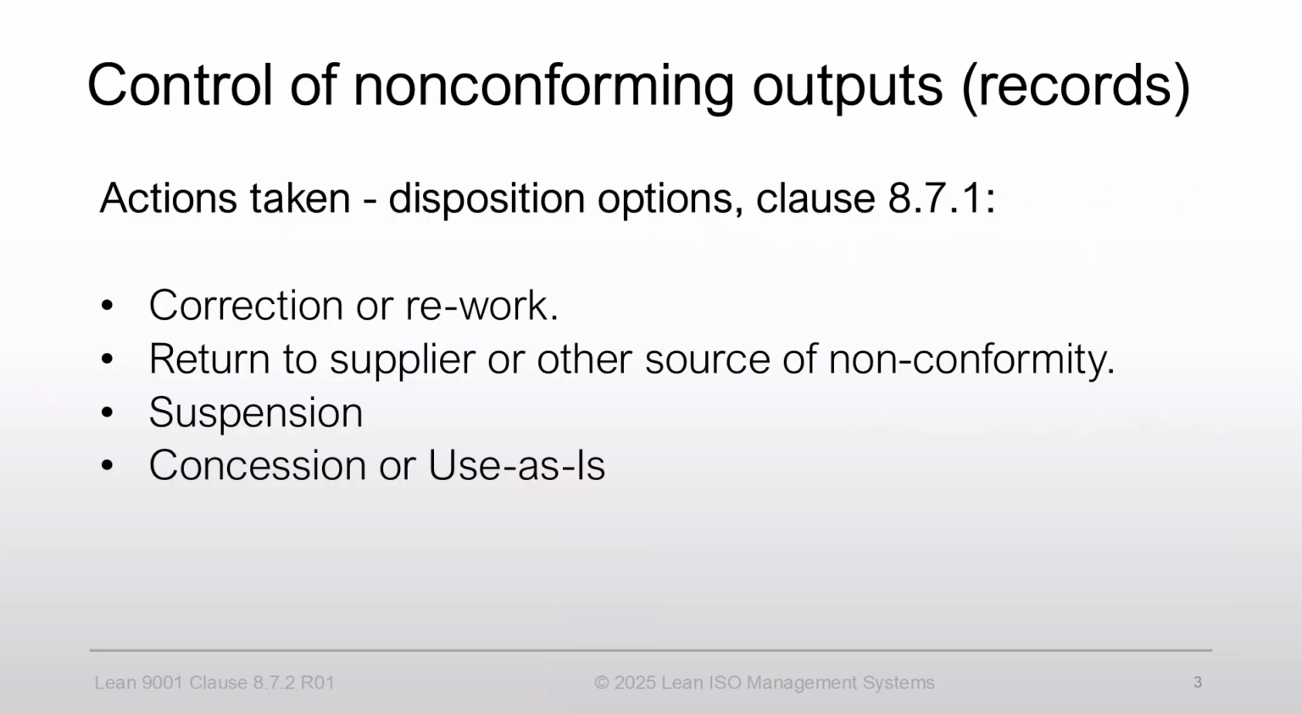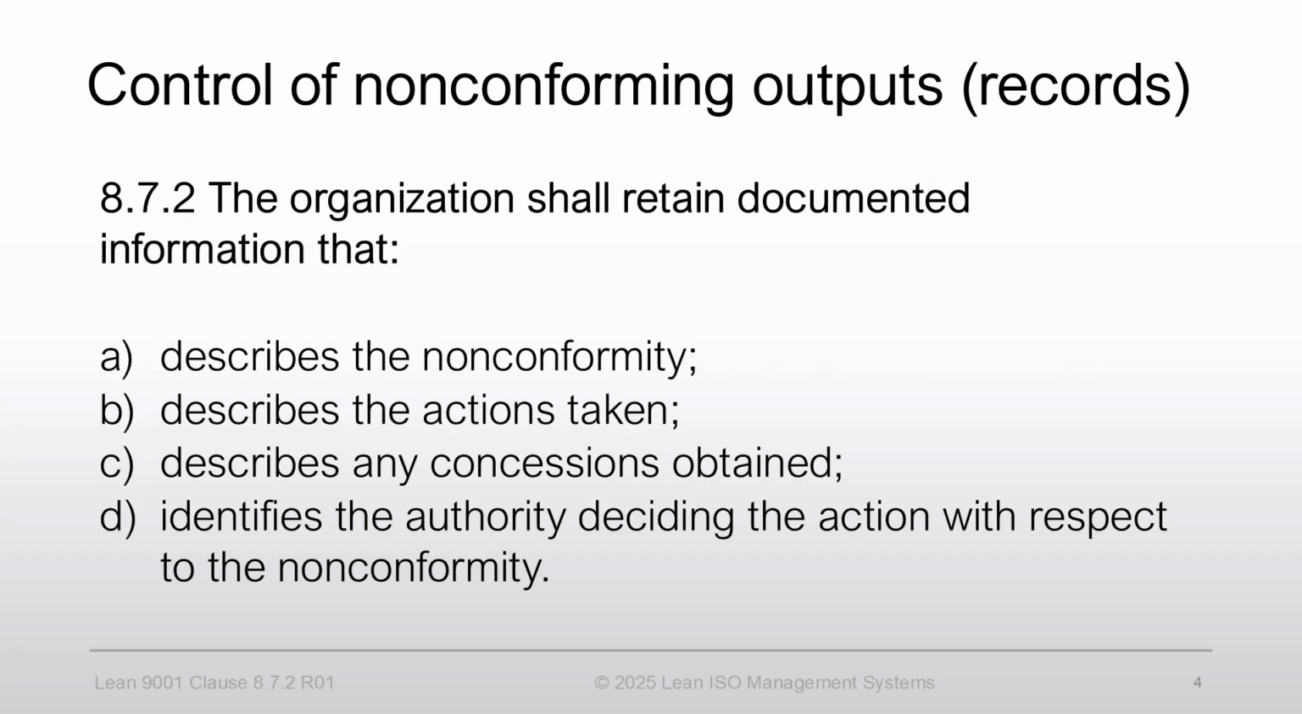Our previous videos discussed controlling non-conforming outputs by different dispositions, such as correction, return, suspension, and concession. Now, let's focus on what the standard wants us to document and why the standard falls short yet again. The clause requires that the organization retains documented information that (a) describes the nonconformity, (b) the actions taken, (c) any concessions obtained, and (d) identifies the authority deciding the action for the nonconformity.